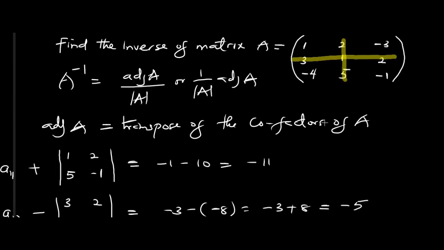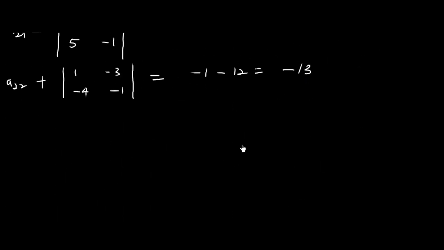All right. So we move to A23, second row, third column. We have 1, 2, minus 4, 5. That is A23, and that is negative. All right. So 5 times 1, that is 5. Minus 4 times 2, that's minus 8, so that's plus 8. So here we have 13. But because this is negative, we are going to have minus 13.